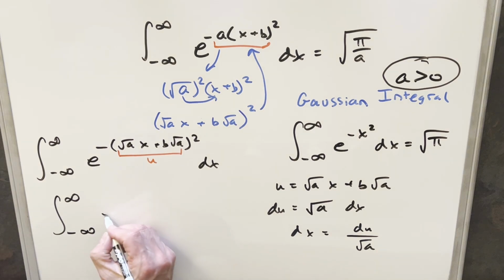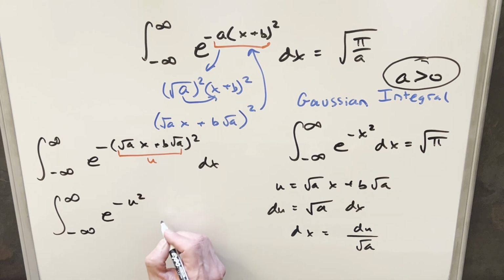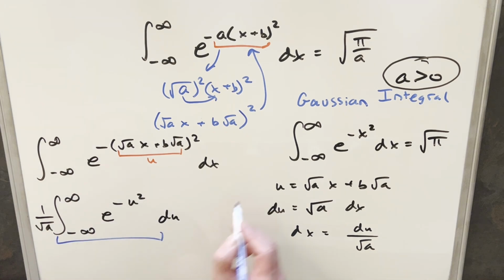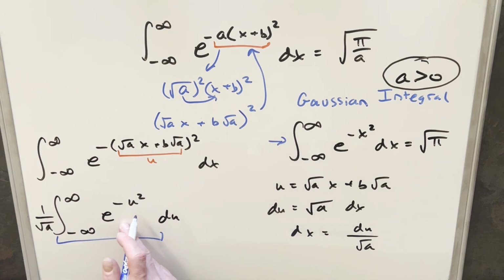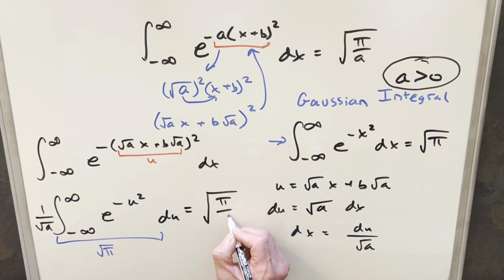Now rewriting this stuff, this is going to give me e to the minus u squared, and dx is this, so I'll write it as du, but the 1 over square root of a I'll bring up front like this. But now this thing here, this is our Gaussian integral. It doesn't matter that we have a different variable in the definite integral, so this thing is just going to be square root of pi. And so to finish it, all we need to do is multiply square root of pi by 1 over square root of a. Putting it under one radical, we get square root of pi over a.